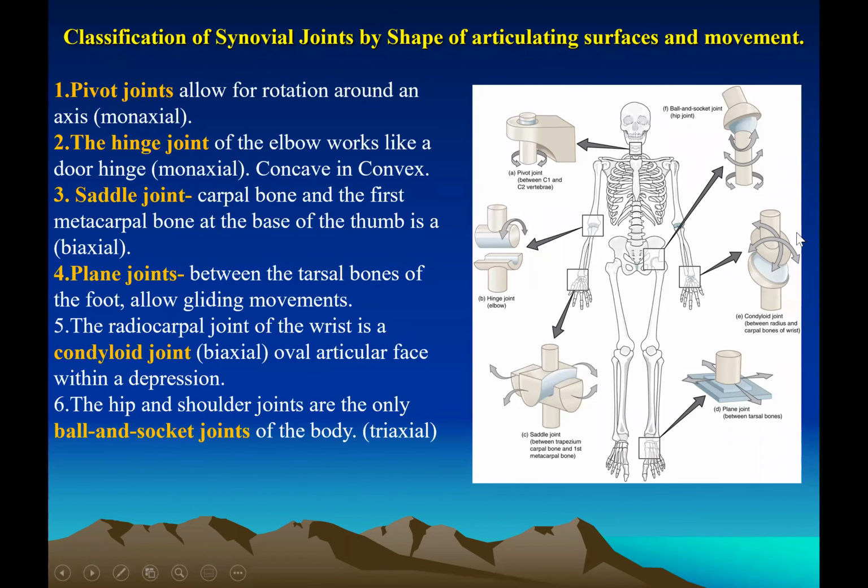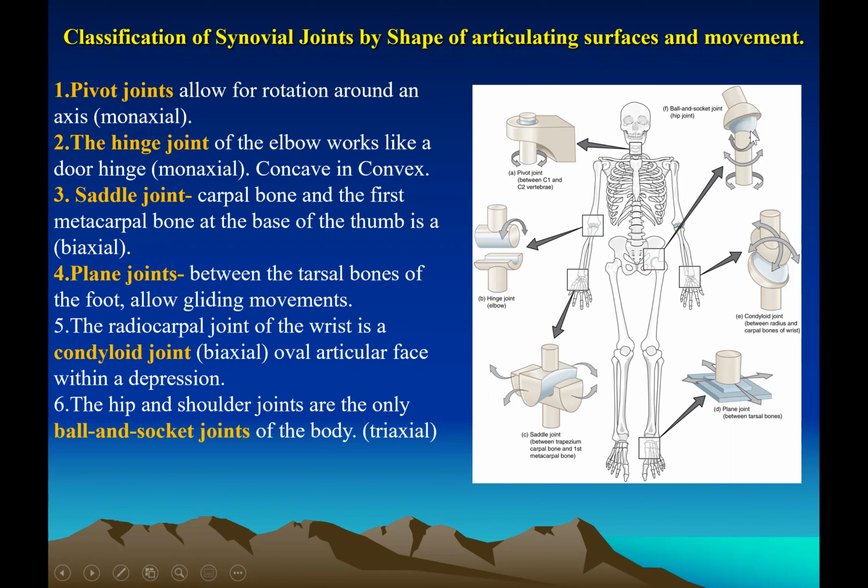A condyloid joint, like the radiocarpal joint in your wrist, is biaxial. One bone will have an oval articulating surface and the other bone will have a depression to fit it. That is a condyloid joint. The ball and socket joint. One bone will have a ball process, and the other bone will have a socket. They fit like a puzzle piece. These can be found in your shoulder and your hip. They are triaxial, and they allow for a lot of movement.